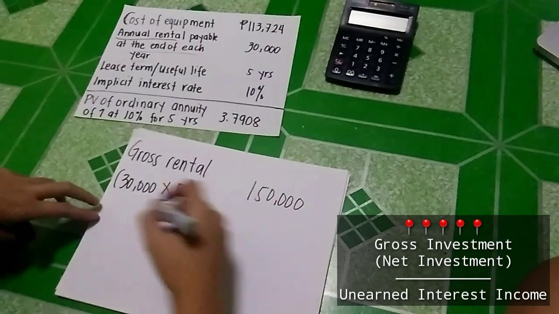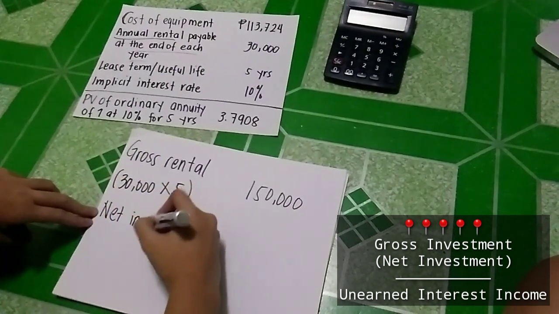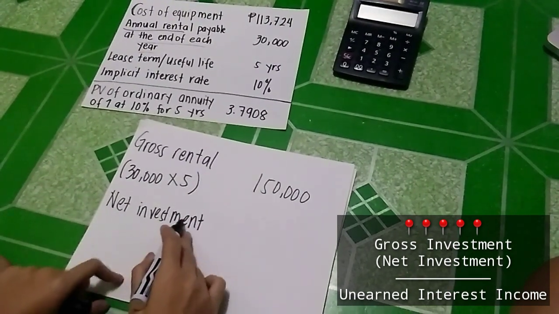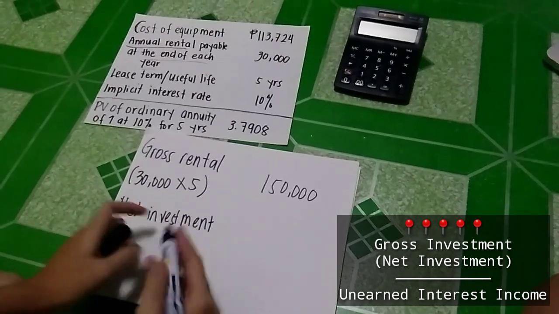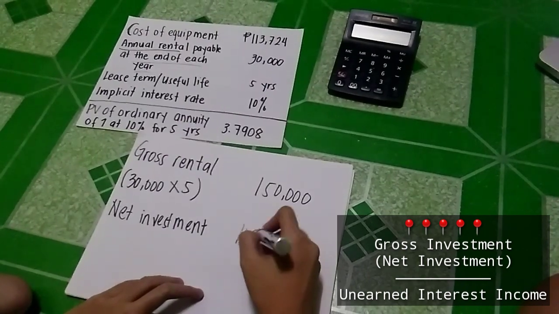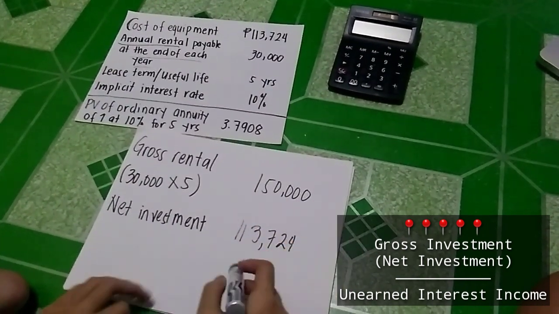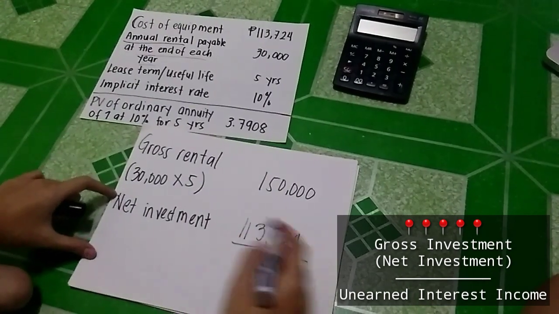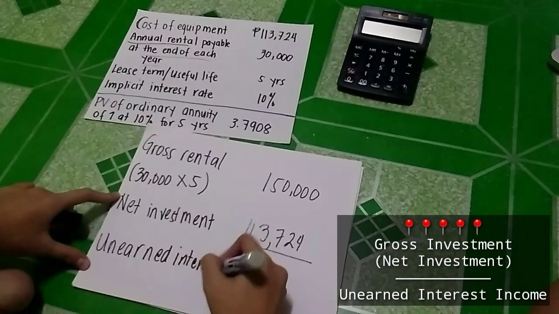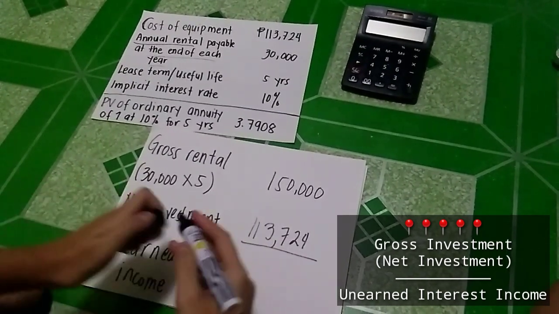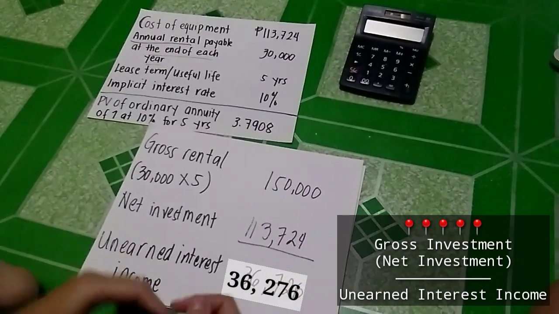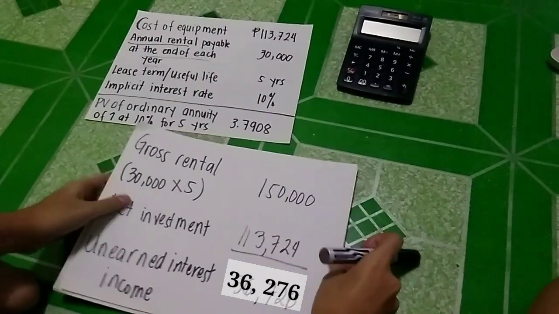Next is the net investment. Paano natin makukuha ang net investment? Sinabi kanina na ang net investment ay equal to the cost of the equipment. So the net investment is 113,724. So, dito sa dalawa, ang difference nila ay unearned interest income, which is 36,726. So, nakuha natin ang unearned interest income.